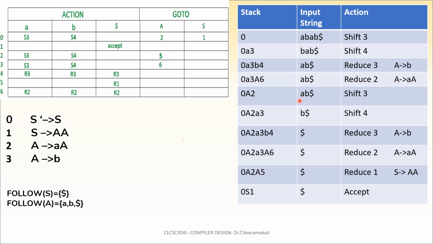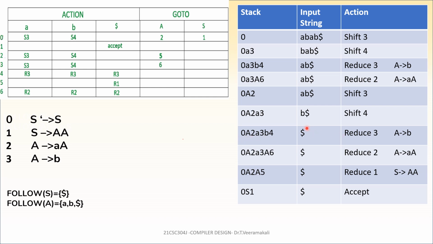In this input string, you have AB dollar. So compare 2 and A. 2 and A is shift 3. So shift the A to the stack, and shift 3 to the stack. So this will be the output in the stack, and you have the remaining elements in the input string. Compare this 3 and B. 3 and then B, what do you have? S4, which means shift 4. So this B will be shifted and this 4 will be shifted. So this is the stack content.